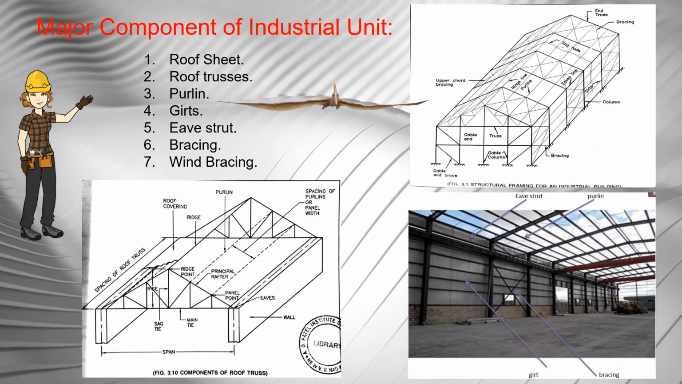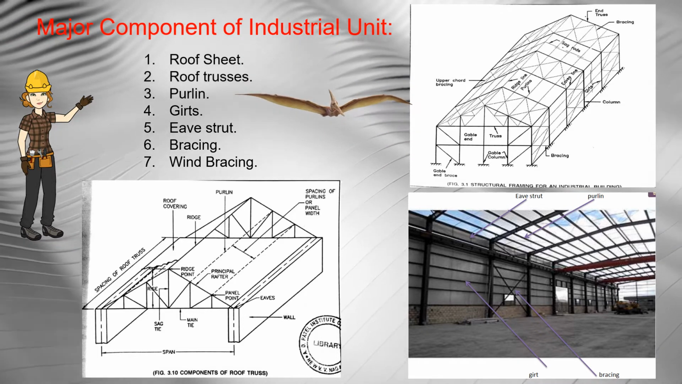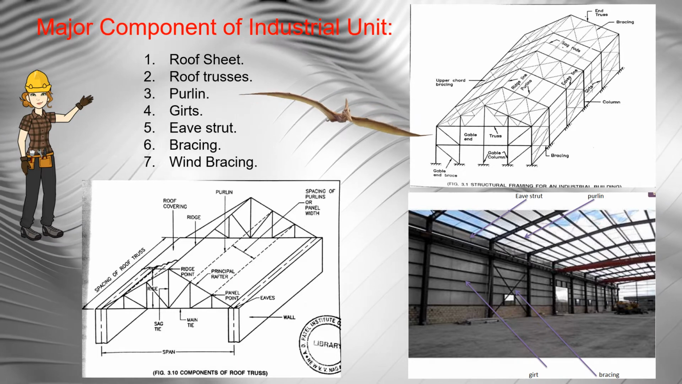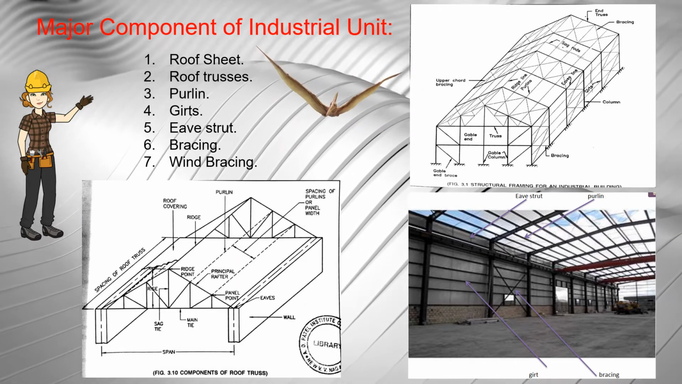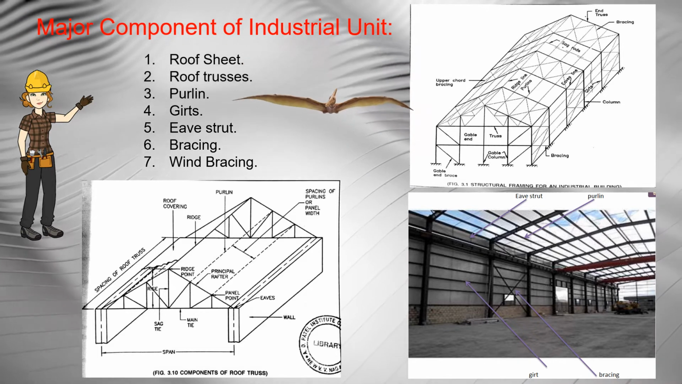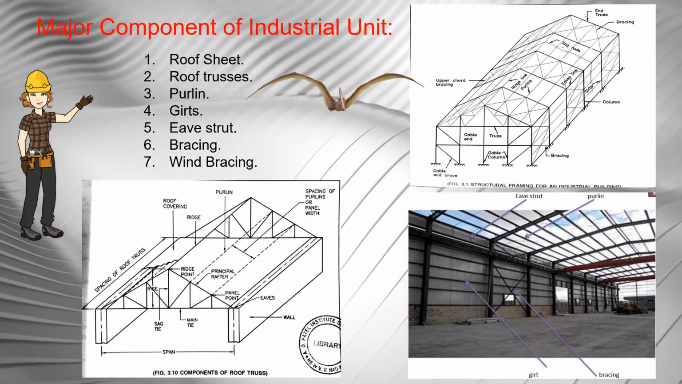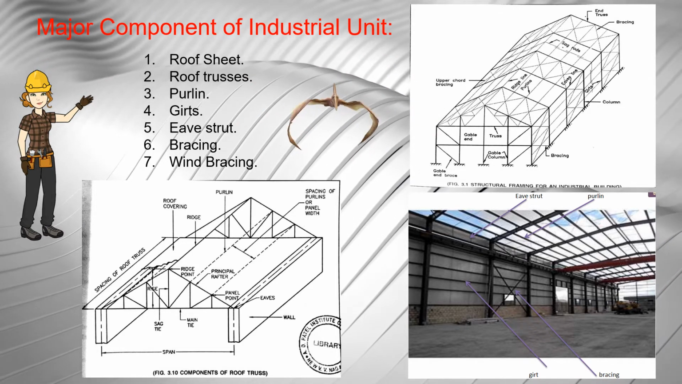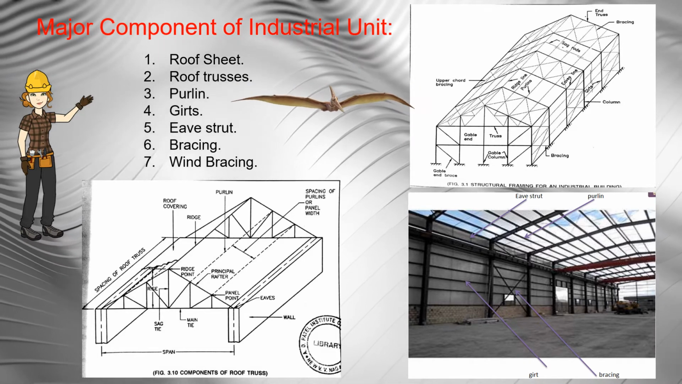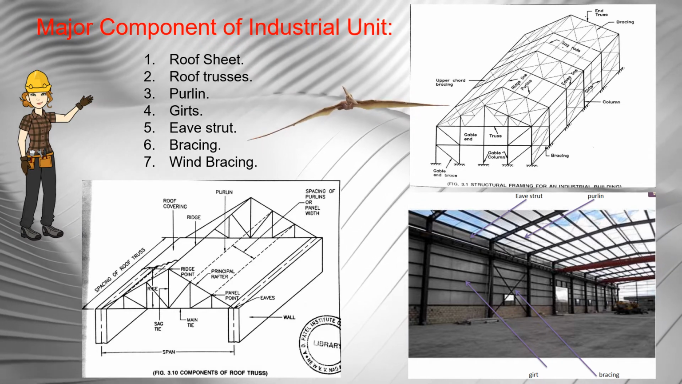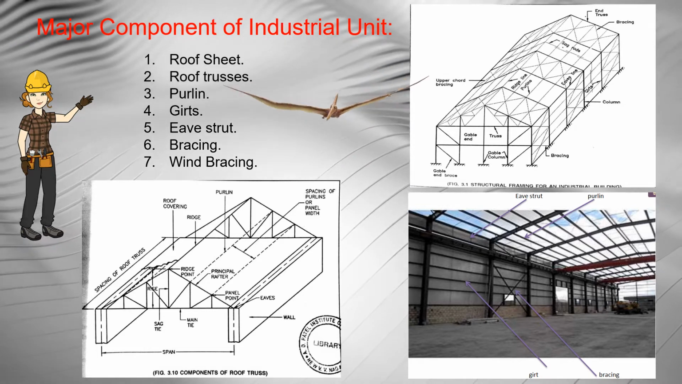These are the major components of industrial unit. Number 1, roof sheet. Material used to cover the shed is known as roof sheet. Number 2, roof trusses. A structure that is composed of a number of linear members pin connected at ends to form a triangle framework is called truss. Number 3, purlin. A member supported on the panel points of two consecutive roof trusses is called purlin.